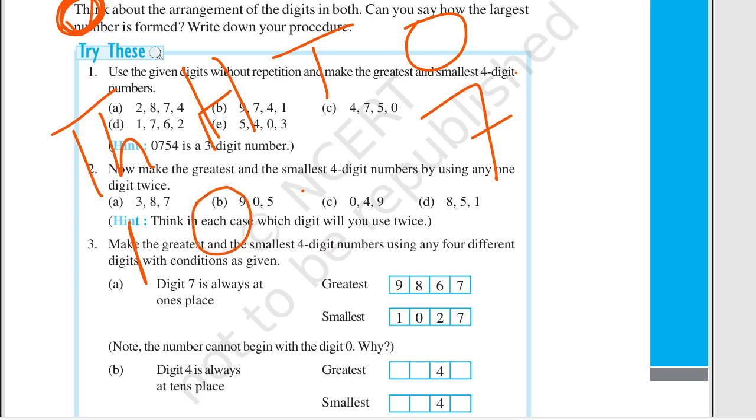Then the second smallest number, that is 1, we have already written. The third smallest number, that is 2. The number is formed: 1027. 1027 is the number which we can make by using the 4 different digits, where 7 is always at the ones place.